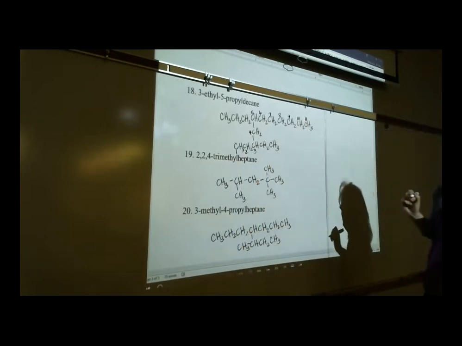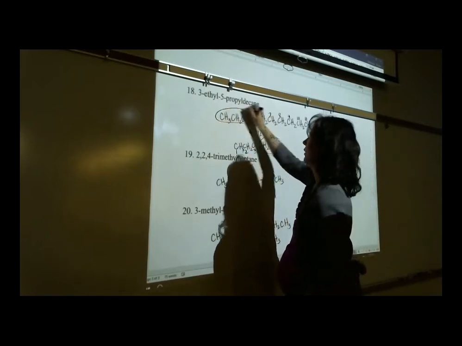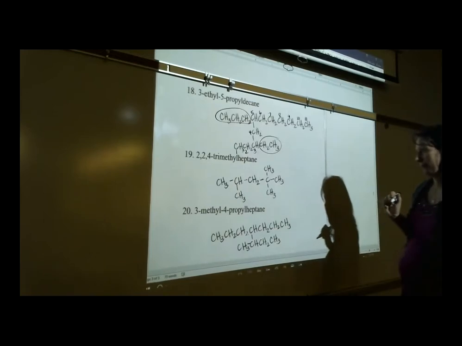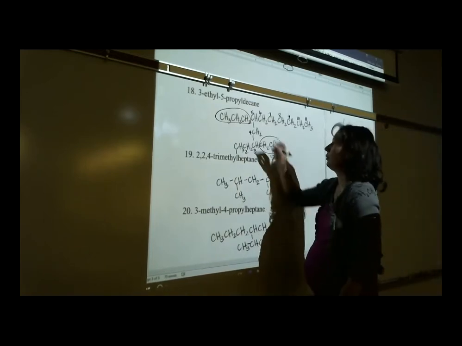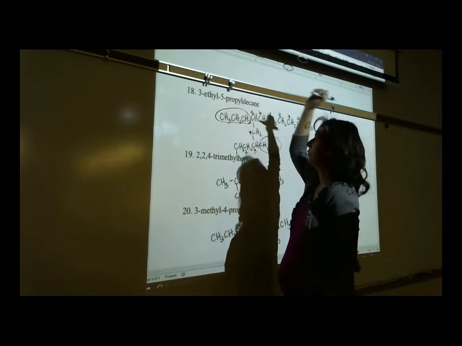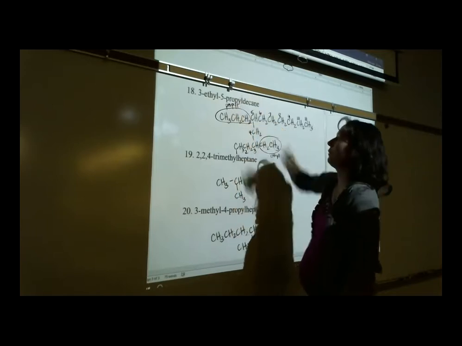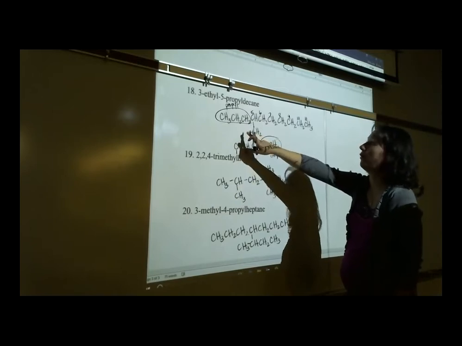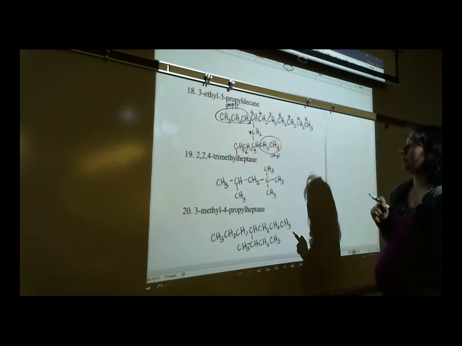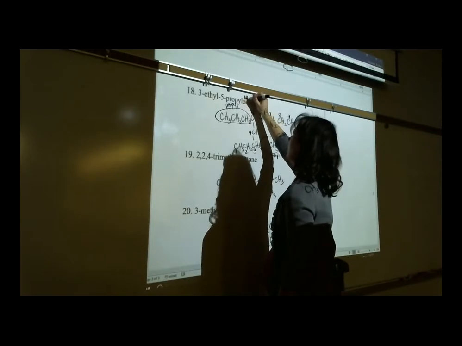So student made a boo-boo there. This is a substituent, and this is a substituent. So this is an ethyl group, and this is a what group? That's a propyl, right? So the student did get that part right. It is 3-ethyl, it is 5-propyl, but it's not a decane. What's an 11 carbon chain called? Undecane, right?